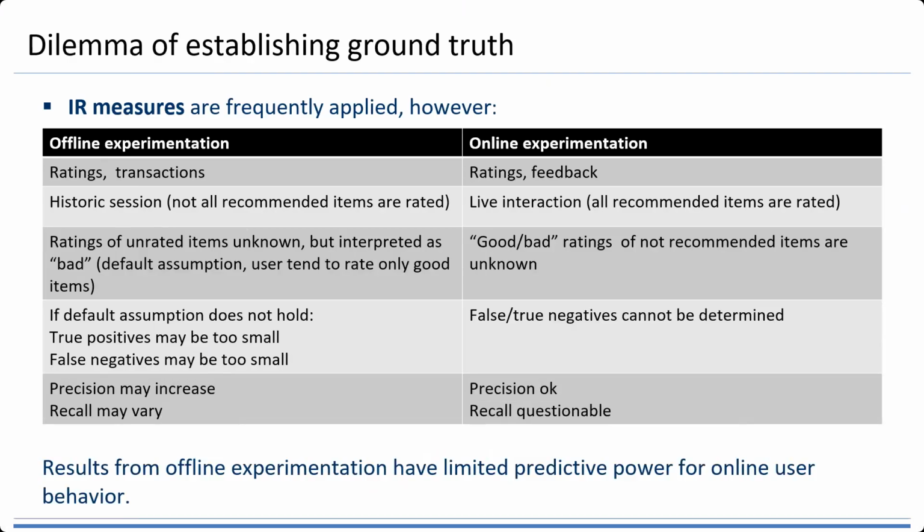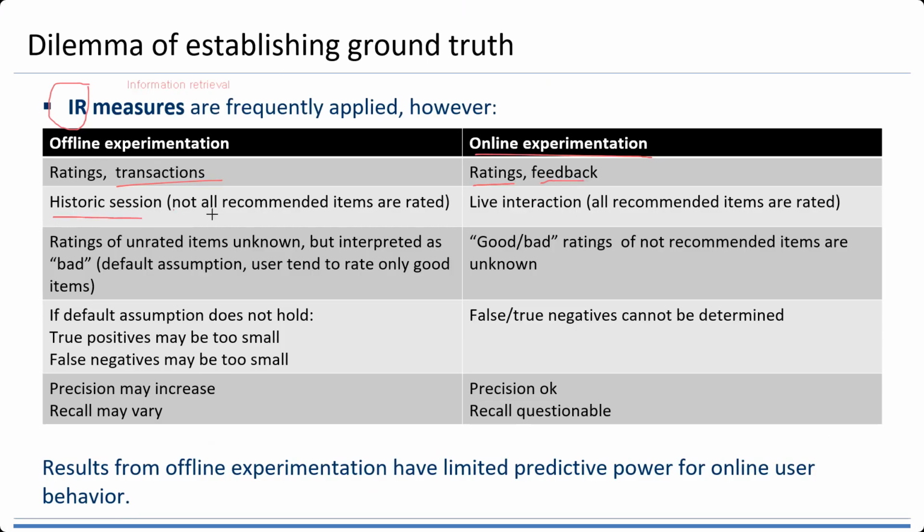So IR measures, IR is the information retrieval. IR methods are frequently applied. However, in the offline experimentation, we can use rating. We can use the transaction. And when you use the online experimentation, we have rating and we have feedback from the users. We can have the historic session.